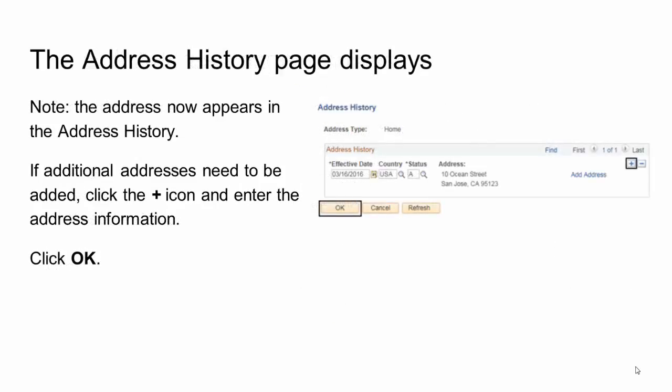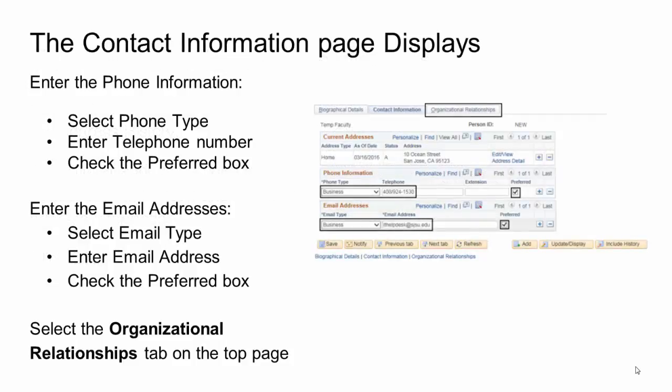The Address History page displays. Note, the address now appears in the address history. If additional addresses need to be added, click the plus icon and enter the address information. Click OK. The Contact Information page displays. Enter the phone information. Select phone type, enter telephone number, check the preferred box, and then enter the email address, select email type, enter email address, check the preferred box. Then select the Organizational Relationships tab on the top page.